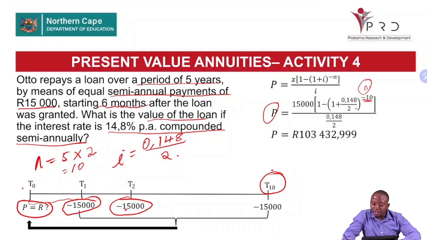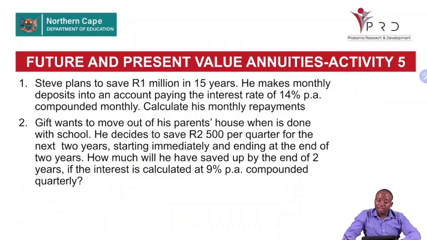We punch everything in our calculator. We get the present value as 103,432.999. So that is all.